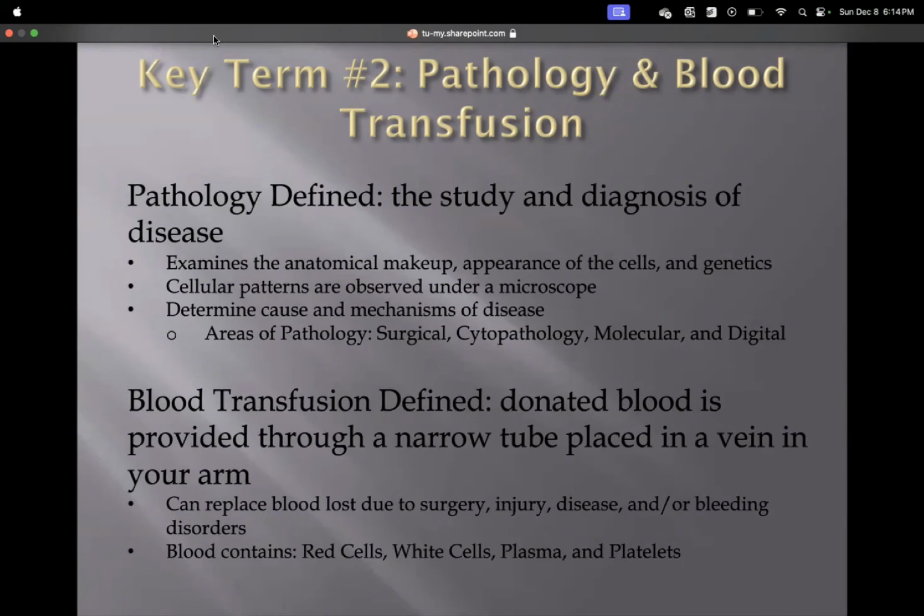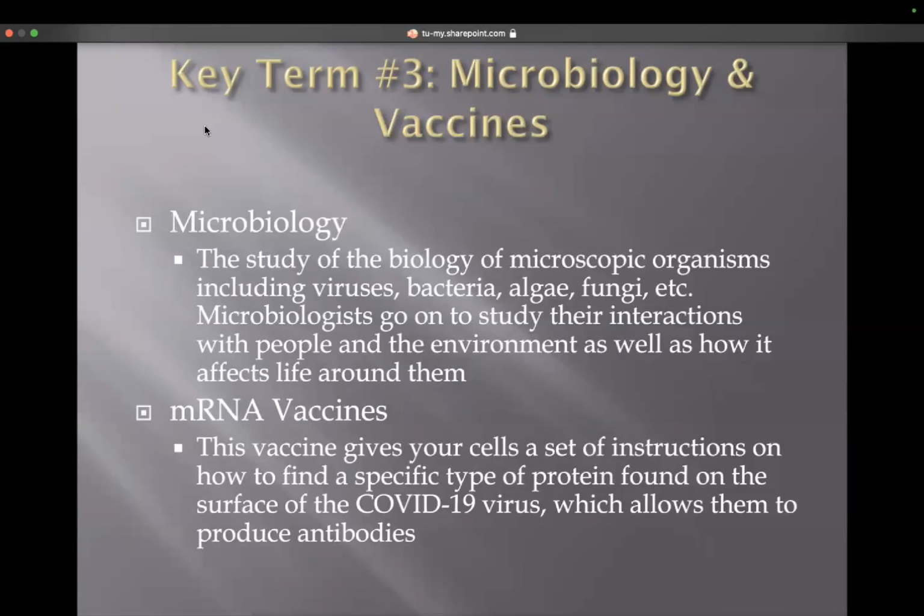Our third key terms involve microbiology and vaccines. Microbiology is a study of the biology of microscopic organisms that include viruses, bacteria, algae, and fungi. Microbiologists often go on to study their interactions with people and the environment around them, as well as how it affects the life around them. mRNA vaccines are the vaccines that give your cells a set of instructions on how to find a certain type of protein that's found on the surface of the COVID-19 virus, which allows them to produce antibodies.